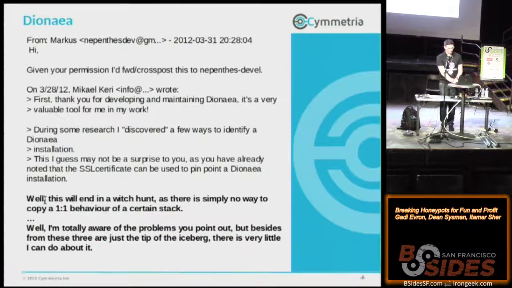And he says, well, this will end in a witch hunt as there is simply no way to copy a one-to-one behavior of a certain stack. Well, I'm totally aware of the problems you point out, but besides from these three are just the tip of the iceberg. There is very little I can do about it. And basically, he's giving us a view into the maintainers of the honeypot projects realizing what honeypots are good for, but the rest of the world who's using honeypots aren't aware of it. And that is, honeypots are very good against the more trivial ways of attack, but against advanced attackers, there's no way you can trick them using low interaction honeypots.